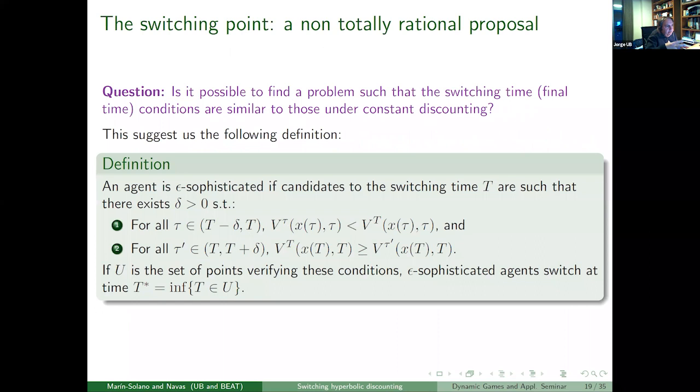Maybe it could be better for the agent to wait until moment four, or to wait until moment six, and get a higher value from the change from regime one to regime two. This is something that we cannot know from this definition.